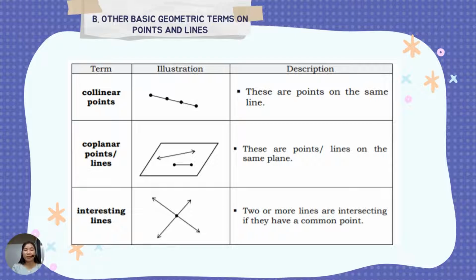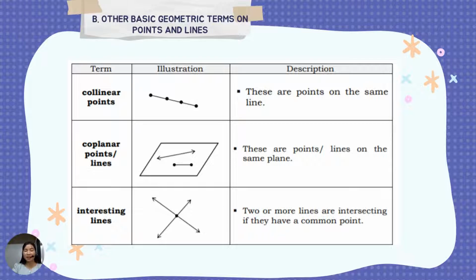Next, coplanar points or lines. These are points or lines on the same plane. Look at the illustration. There are lines on a plane and points on a plane. We call that coplanar points or lines.